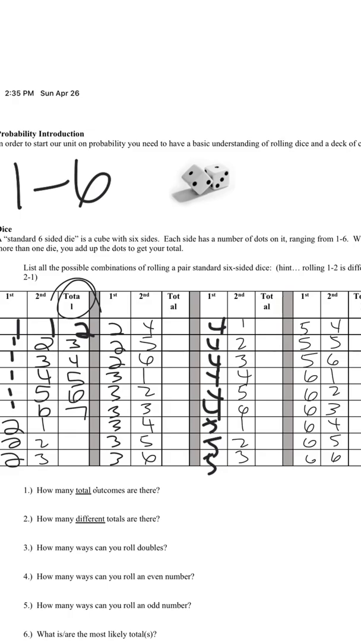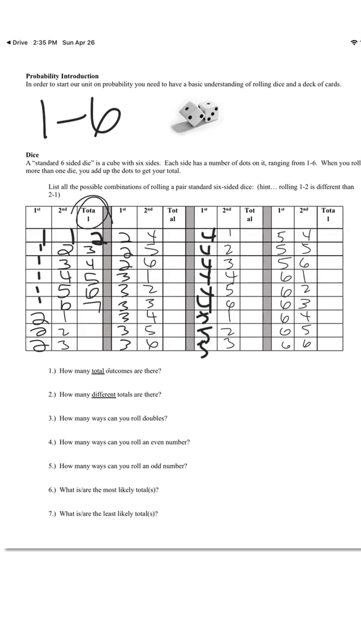How many total outcomes are there? Well, I can tell you because this is the whole list. We have 9, 9, 9, and 9. 9 times 4. 36. Good.